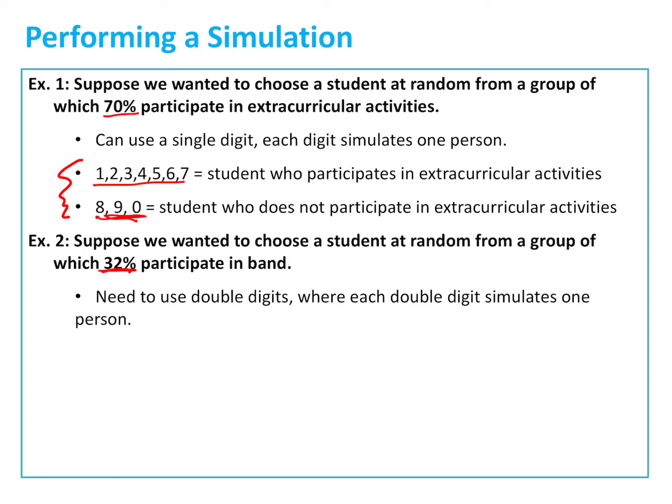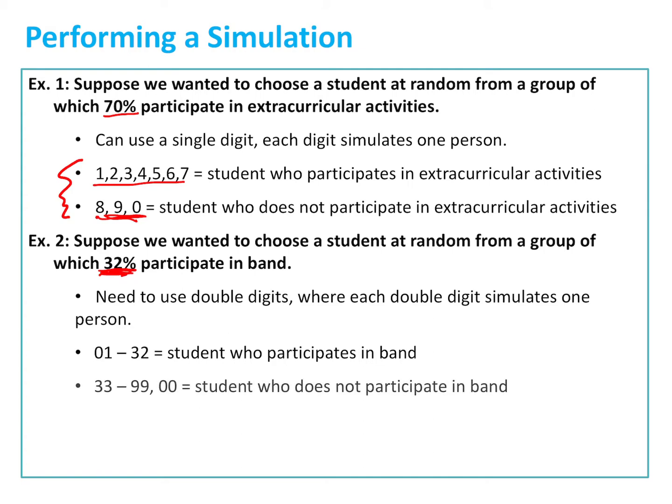So when we do our double digits, again, you would need to let 00 be 100, or else you would have to use triple digits, which we want to avoid. We want to use as few digits as possible. Lots of different scenarios in this case. One of your scenarios could be that 01 through 32 is a student who participates in band, because that's 32 out of 100, 32%. Where 33 through 99 and 00 is a student who does not participate in band.